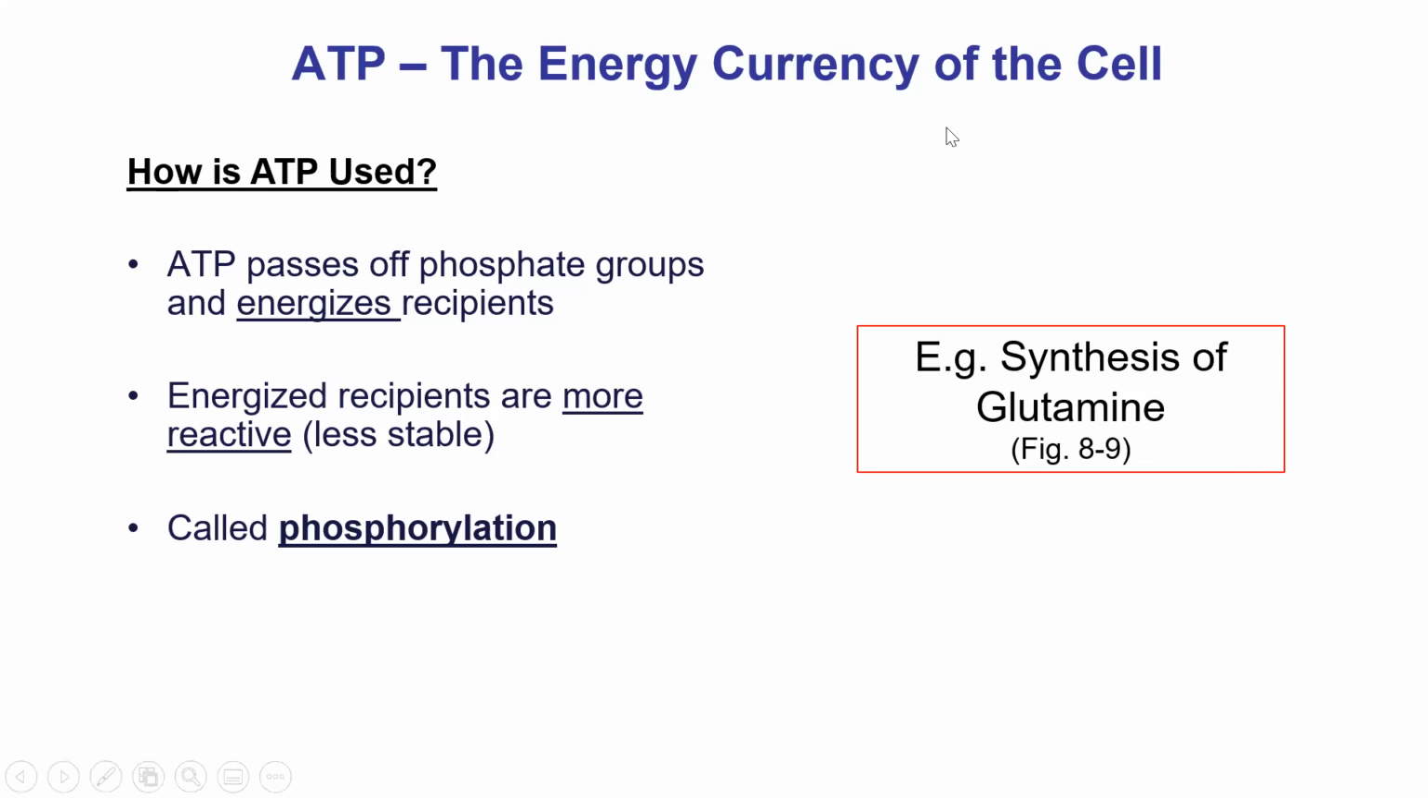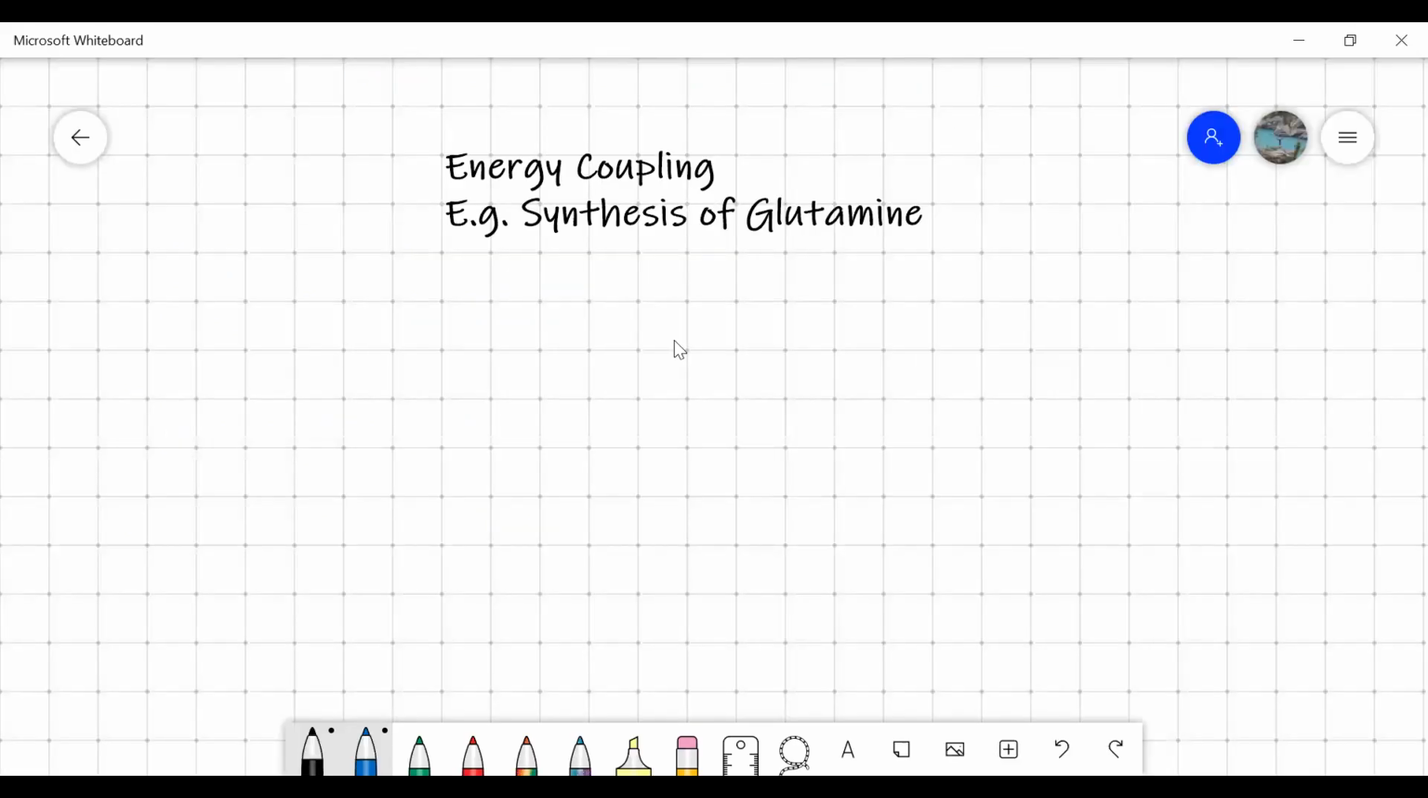What we're going to do is draw this out. I'm going to pull up my whiteboard here. You can see I have a title. It says energy coupling, example, the synthesis of glutamine. Okay, so let me show you how we can synthesize glutamine. What we do to synthesize glutamine is we start off with an amino acid called glutamate. I'm going to draw that for you right now, and it looks something like this.